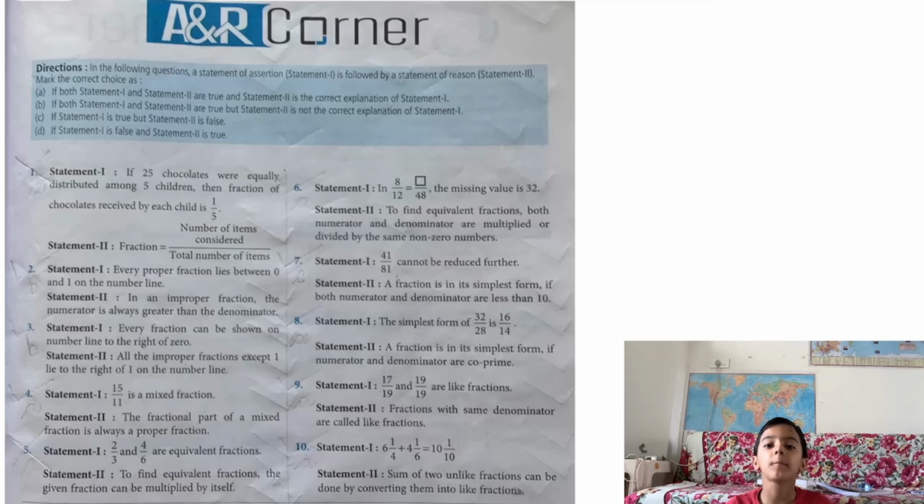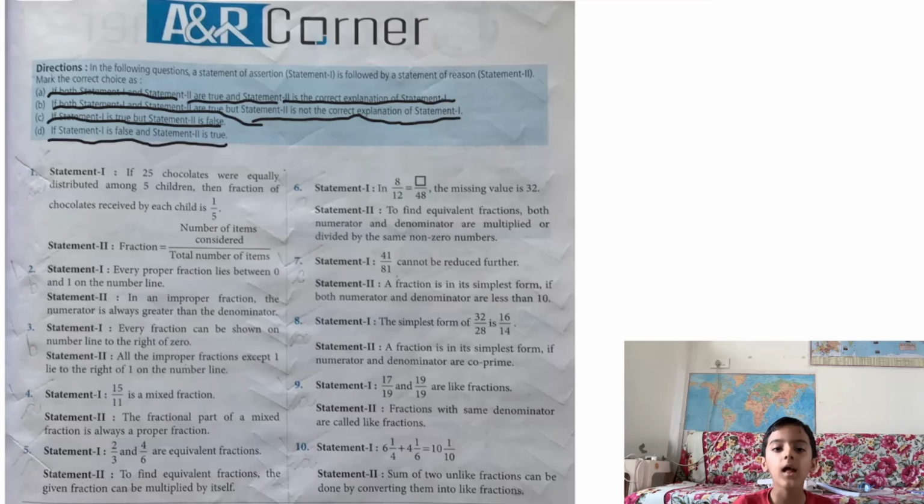Now let's practice some assertion reason questions. For all these questions, there are 4 options. I will read out all the options. First option, if both statement 1 and statement 2 are true and statement 2 is the correct explanation of statement 1. Second option, if both statement 1 and statement 2 are true but statement 2 is not the correct explanation of statement 1. Third option, statement 1 is true and statement 2 is false. Fourth option, if statement 1 is false and statement 2 is true.